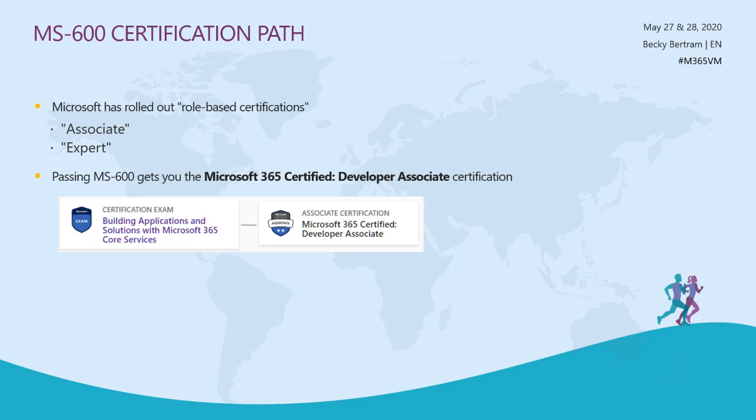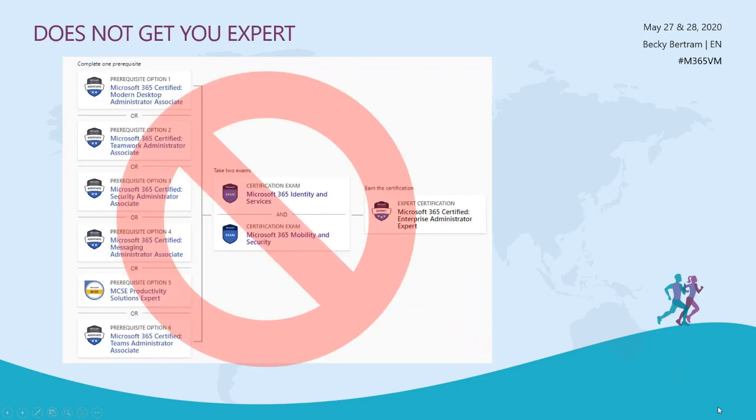The reason I say that's it is I just want to emphasize that this does not get you the expert certification. If you look at the certification path, the administrator associates for modern desktop administrator, teamwork, security, messaging, productivity, Teams administrator, all of those can be used in combination with MS 100 and MS 101 in order to get that Microsoft 365 Certified Enterprise Administrator Expert. That certification is for administration, not for development.